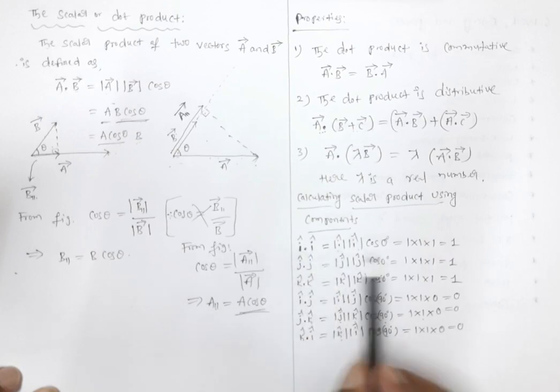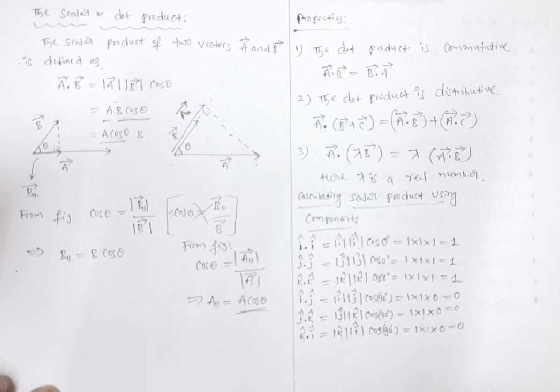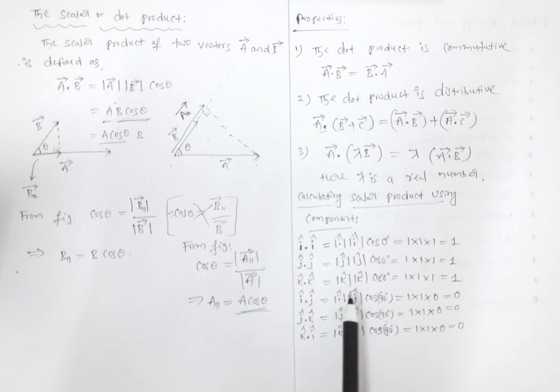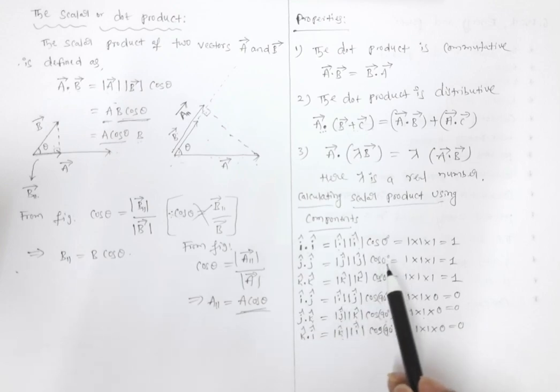Simply you can remember this one simply. i dot i is 1, j dot j is 1, k dot k is 1. So if we take i dot j or i dot k, that is 0. j dot i or i dot j is 0. That means they are always perpendicular to each other. This is about the dot product of unit vectors. Now let us see, if we know these things only, how we can calculate the scalar product using components. That we will see now.